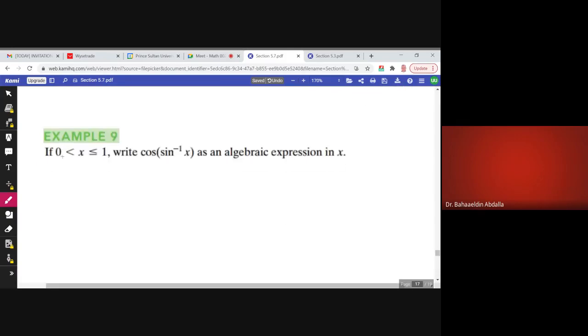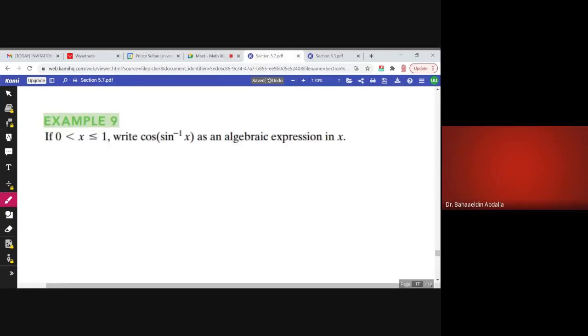I leave this for you. Let us now solve example 9. Here he says x is positive, from 0 to 1. Write cosine of sine inverse x as an algebraic expression in x. Exactly the same steps. We call y sine inverse x.